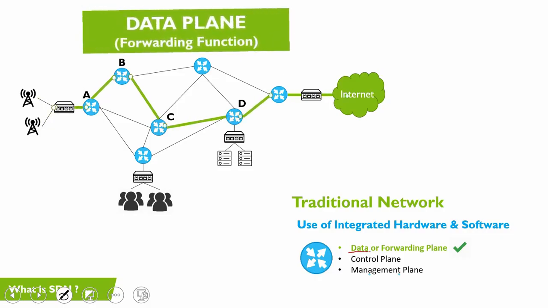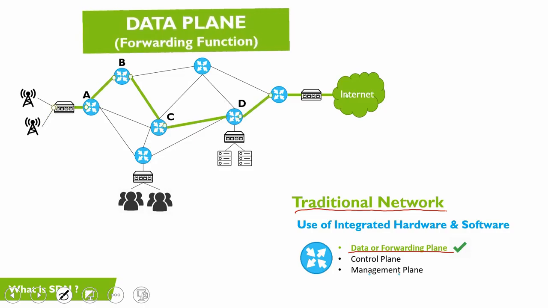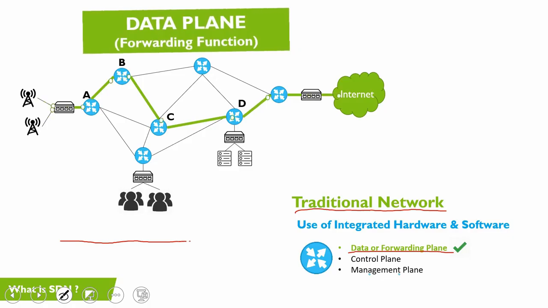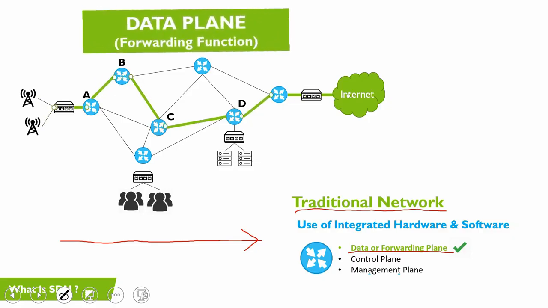The first one is the data plane. We also call it the forwarding function or forwarding plane. In traditional routers and switches, there are multiple nodes connected to each other. All these routers and switches are connected via line cards and the links running between these line cards. This is where data is actually moved from one device to another. As visible on the screen, the traffic is moving from router A to router B to router C to router D, all the way from left to right. That's how the packets are flowing. We call it the data or forwarding plane.